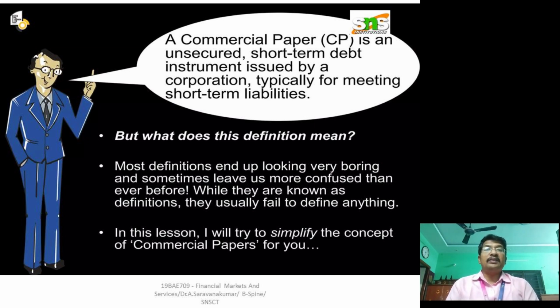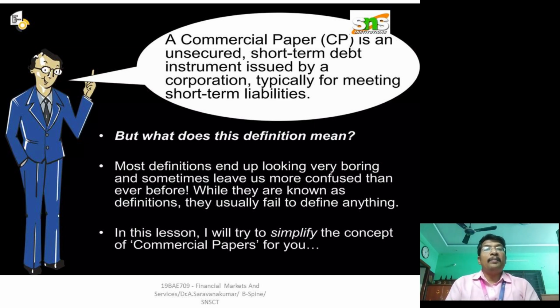A commercial paper is an unsecured short-term debt instrument issued by a corporation, typically for meeting short-term liabilities. But what does this definition mean? Most definitions end up looking very boring and sometimes leave us more confused than ever before, while they are known as definitions. So, commercial paper is very important.